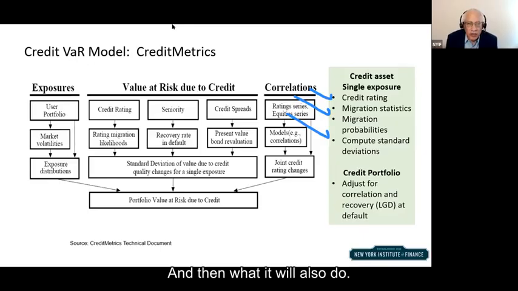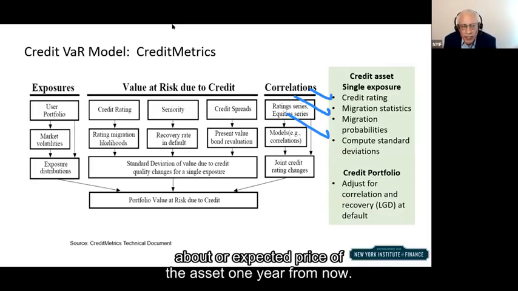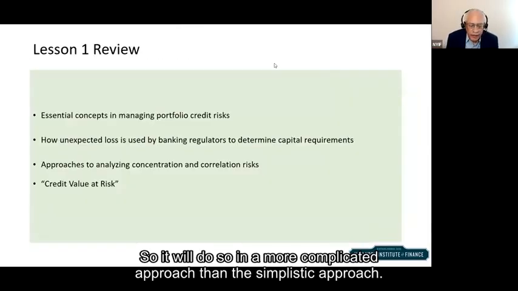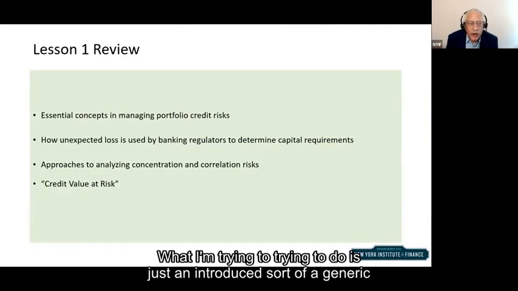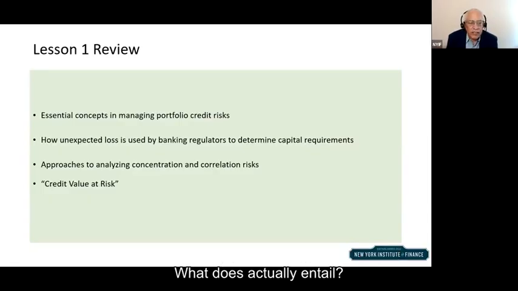And then what it will also do, it'll make assumptions about the price of that asset, or expected price of that asset 1 year from now. So it will do so in a more complicated approach than the simplistic approach. What I'm trying to do is introduce a generic approach about how we can calculate credit VAR, and then what does it actually mean? What does it actually entail?